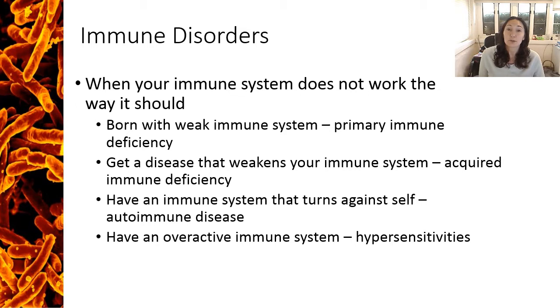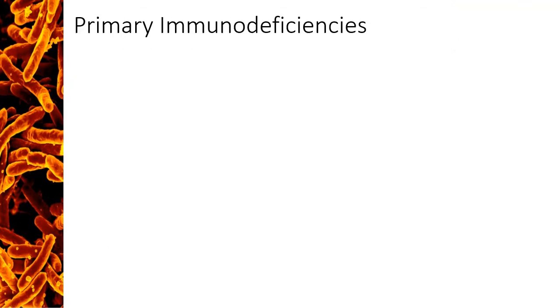Third type is if your immune system turns against itself, so it starts attacking self as opposed to foreign antigen, which are the autoimmune diseases. And then the fourth is if you have an overactive immune system, so it starts responding to things that you don't really want it to respond to. These are called hypersensitivities. You also know them as allergies. We're going to take a look at the different types of diseases as we go. So we're going to start with primary immunodeficiencies.